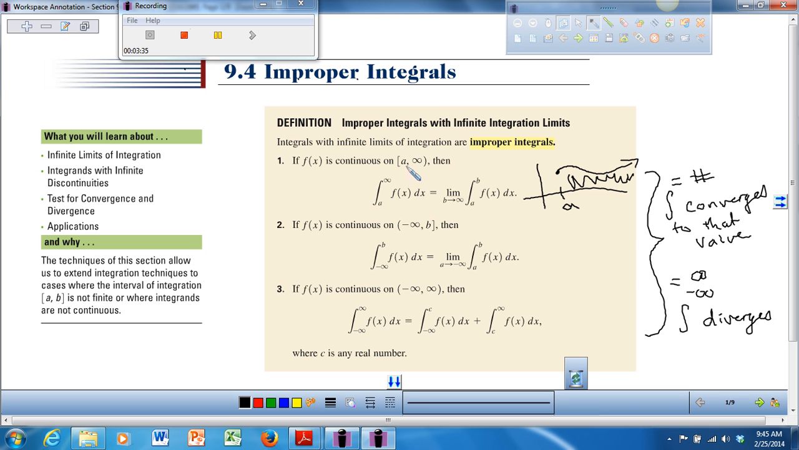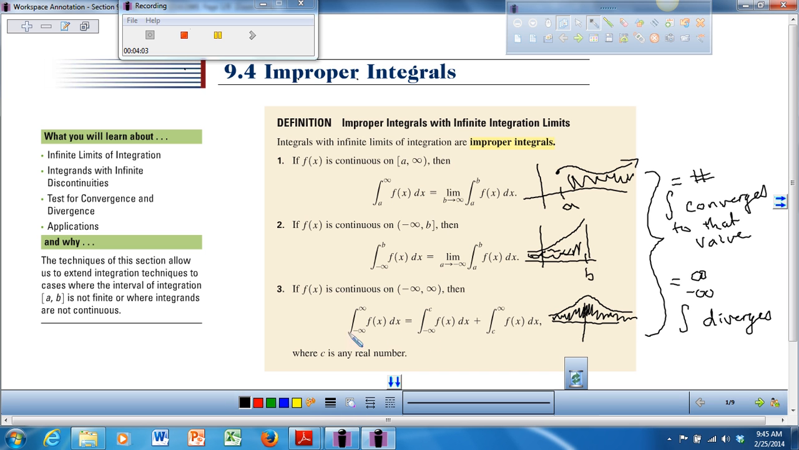Okay, so this first situation is from a to infinity, so it's like the graph that we have here. The second one would be from negative infinity to b. So we would be looking at trying to figure out that type of area. And then the third situation is from negative infinity to infinity. So if we have something that looks like this, we're looking for all of it, the area under the entire curve.